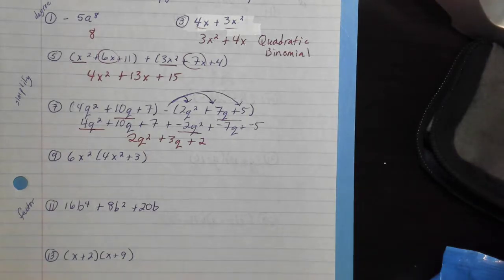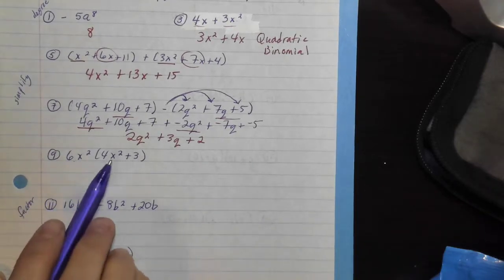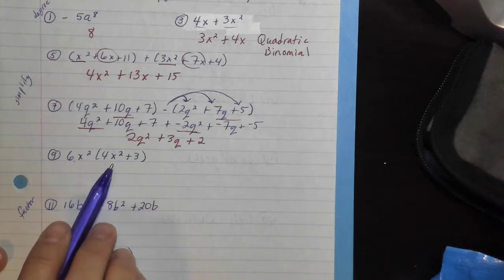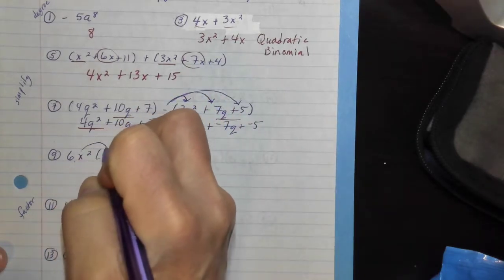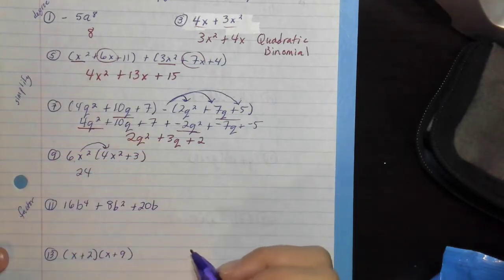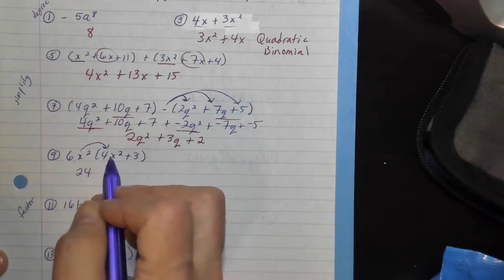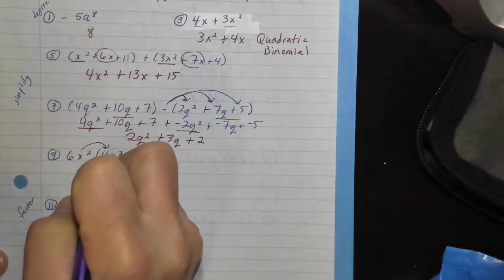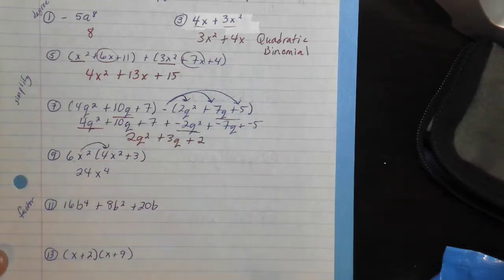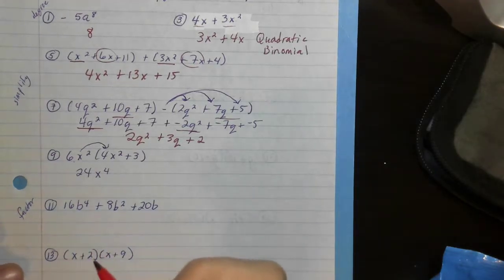Number 9, we are actually distributing. We're doing a monomial multiplied by a quadratic binomial. So you're going to use the arrows and you're going to multiply the number parts. 6 and 4 times 4 makes 24. X squared times x squared, same base, different exponents, means we're going to add 2 plus 2. So the first term from that multiplication is 24x to the 4th.